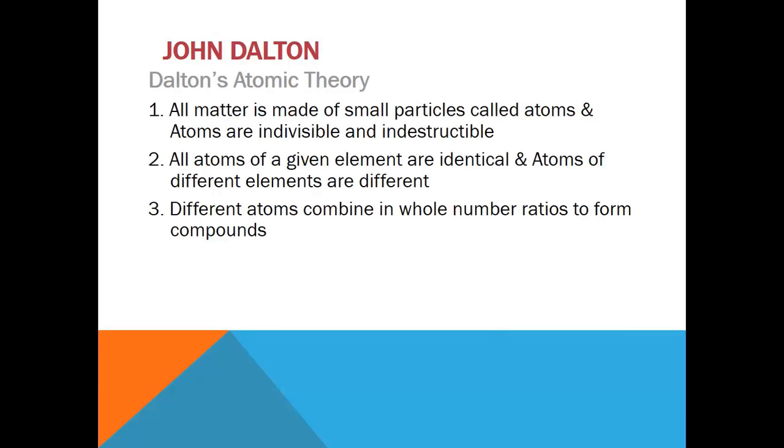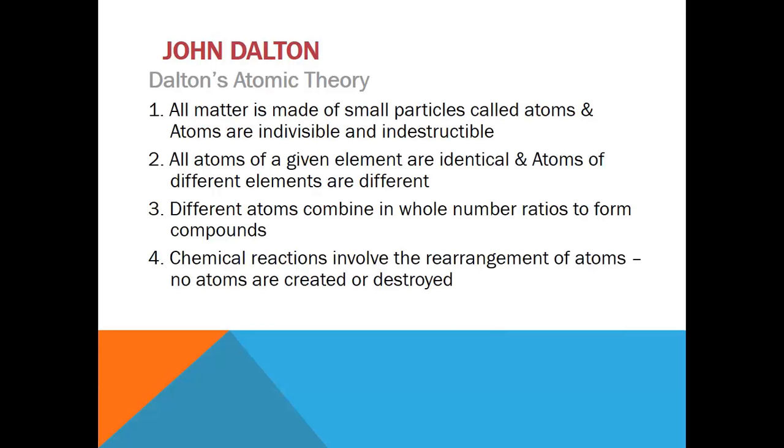So continue with this. There are four main components to his theory. He says all matter is made up of atoms, and all atoms are indestructible and indivisible. Next, all atoms of a given element are identical in mass and property. So he's saying all carbon atoms are the same in their mass and in what they can do, its properties, which we will get to when we get to the periodic table.